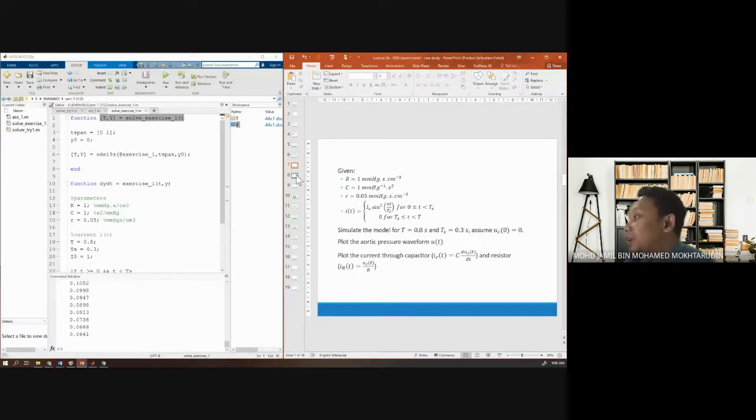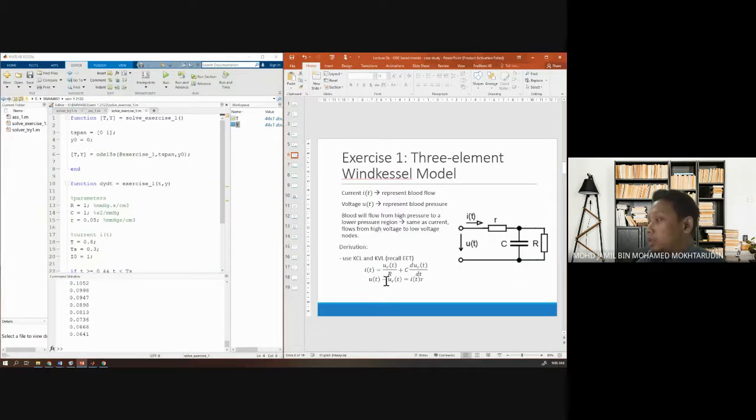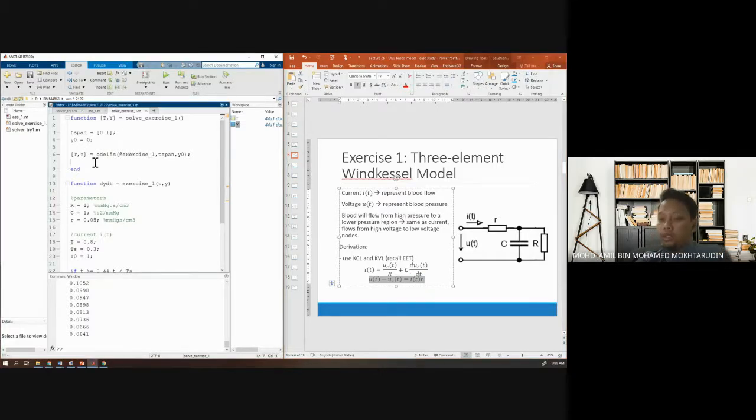Okay, so we managed to solve the ODE using MATLAB. So we can do some plotting. Okay, so here the question asks plot the aortic pressure waveform U. So instead of plotting UC, the question wants you to plot U. So if you look at the previous slide, the second equation here already gives U. Okay, so U minus UC equals I times R. So what you need to do is calculate U first before you can plot.